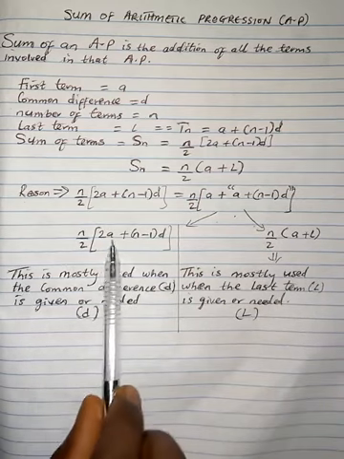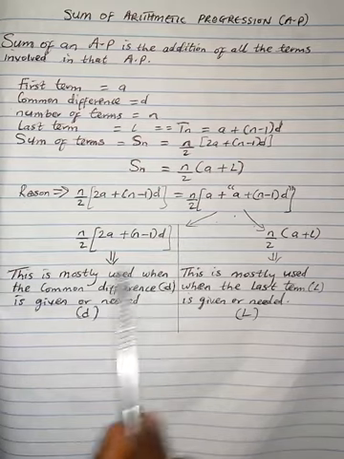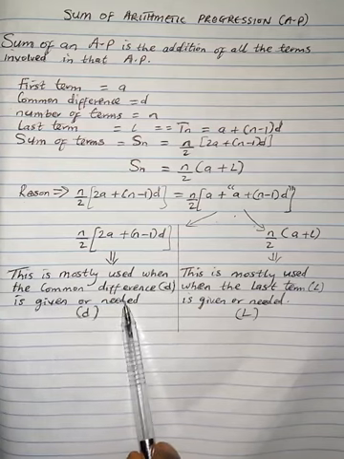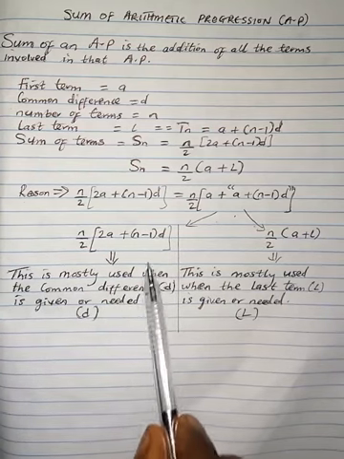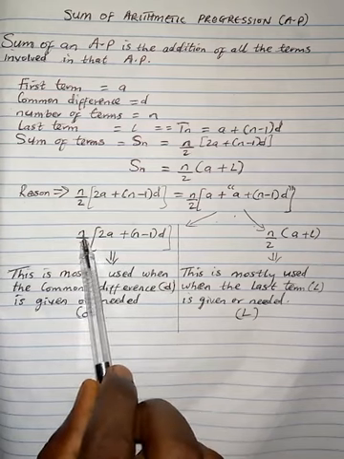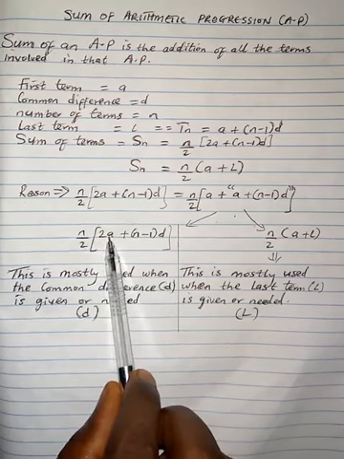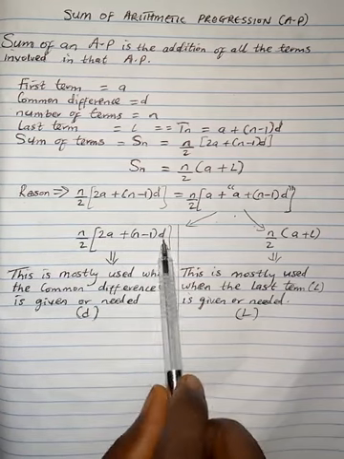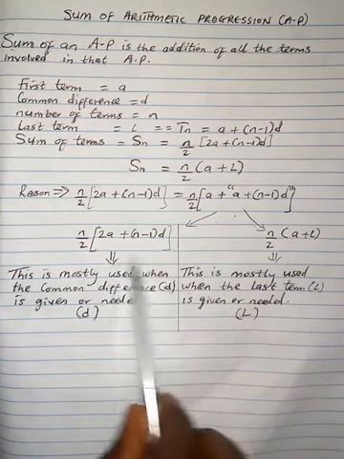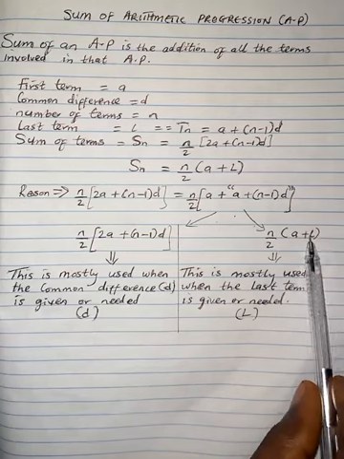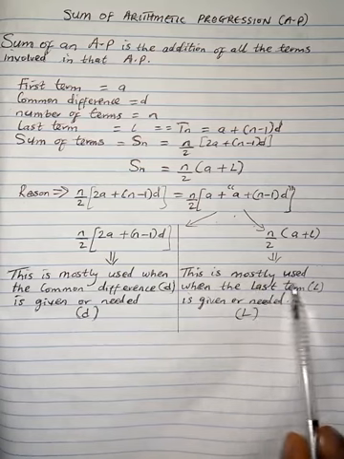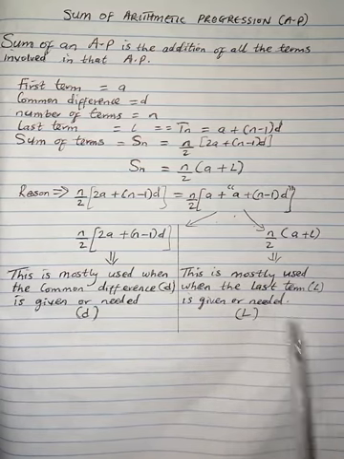Now this formula, the one that has d, is mostly used when the common difference d is given or needed. That is, if you are given the common difference and you are meant to find the sum, or you are given the sum to find n, or given the sum to find the first term, any of these, once you are given d or expected to find d, you use this formula. But when you are given the last term, or you are expected to find the last term, this is the formula to use. This is mostly used when the last term is given or needed.